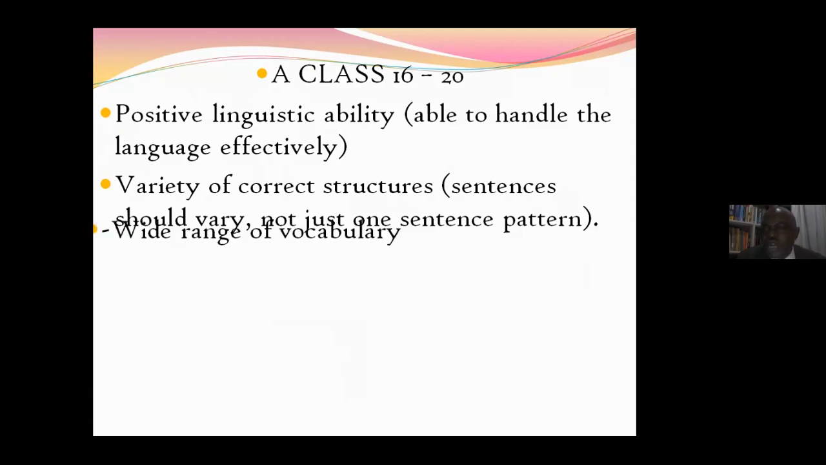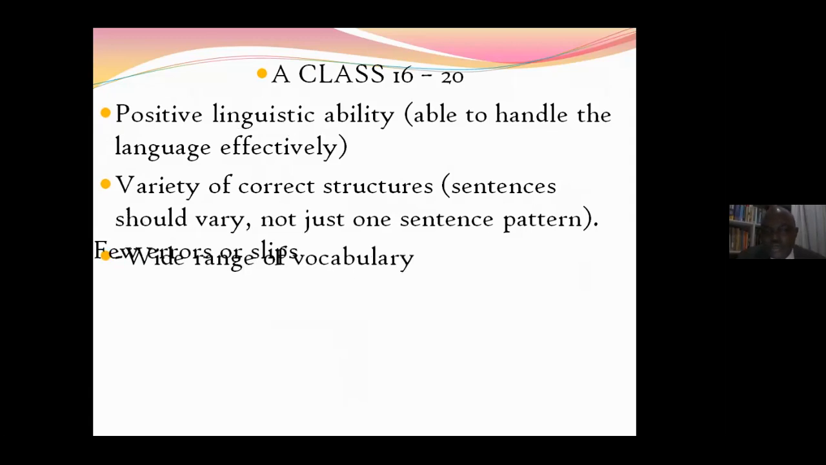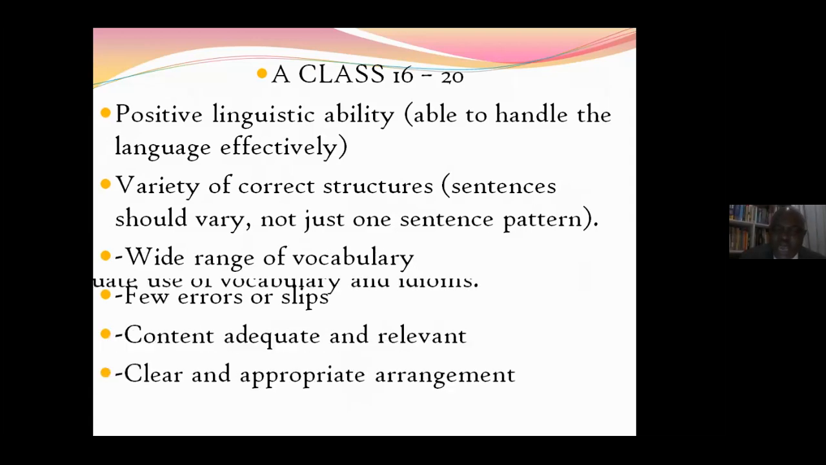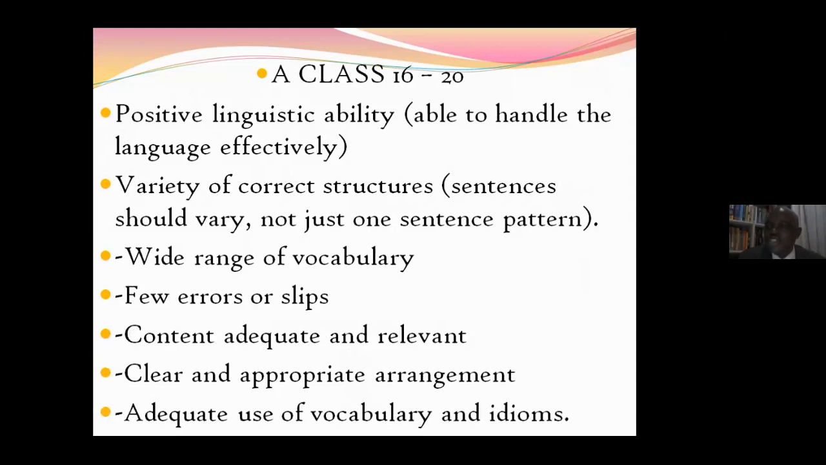Wide range of vocabulary, few errors which you can consider as slips. These are just, if this learner used this word again, if it's a spelling error, for instance, you are convinced this learner would definitely get it right. That is a slip. Content, adequate, and relevant. These are the qualities of an A script, clear and appropriate arrangement, adequate use of vocabulary and idioms. Let's look at B.